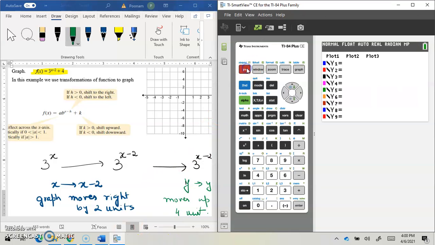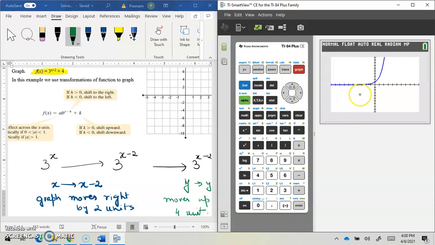Say I write, you can check, let's say 3 raised to power x. That's the basic exponential graph which we are saying is passed through 0, 1 point. It is an increasing graph because the base is more than 1. It's an exponential increasing graph which goes to 0 as x approaches negative infinity, and it goes to infinity as x approaches positive infinity.